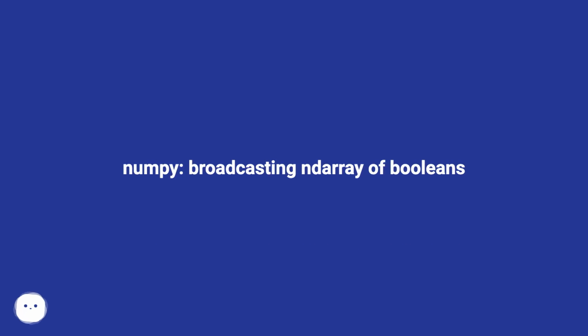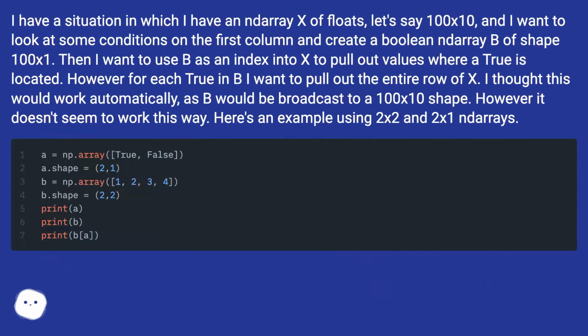NumPy, broadcasting ndarray of Booleans. I have a situation in which I have an ndarray x of floats, let's say 100 by 10, and I want to look at some conditions on the first column and create a Boolean ndarray b of shape 100 by 1. Then I want to use b as an index into x to pull out values where a True is located. However, for each True in b I want to pull out the entire row of x.